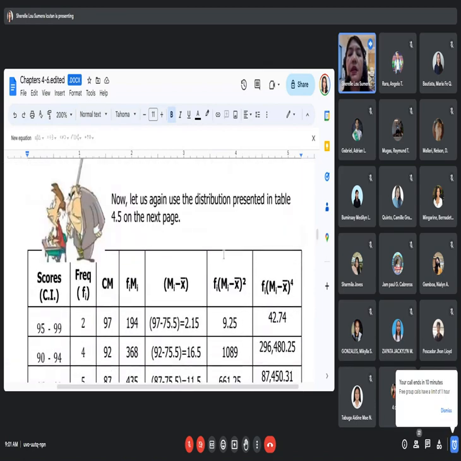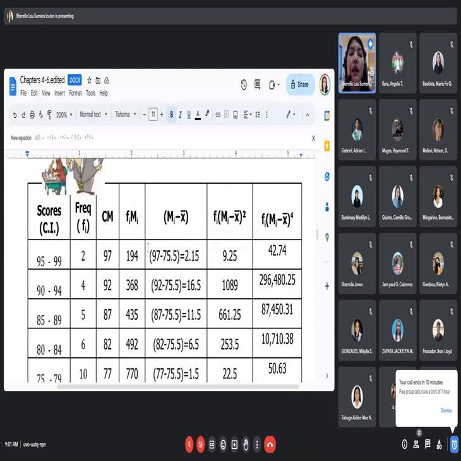This is the illustrative example. Kunwari, meron kang grouped data. So, this is mi minus x bar, fi times mi minus x bar squared. So, this one, 2.15, you square first before you multiply sa fi. Pero sa fi times mi minus x bar raised to 4, yung mi minus x bar mo, which is 2.15, you raise that first to 4 before multiplying to fi. Sundan nyo?